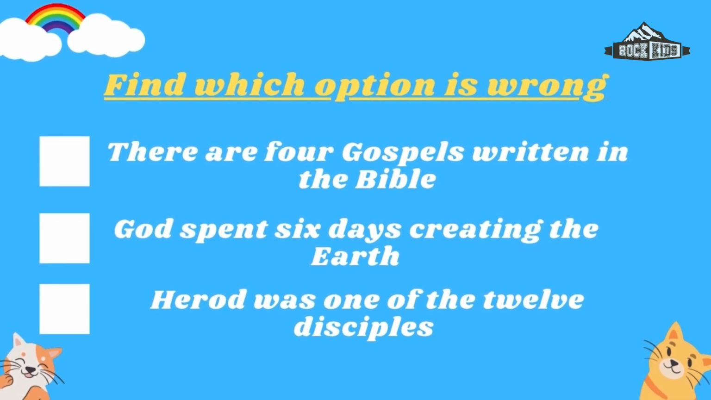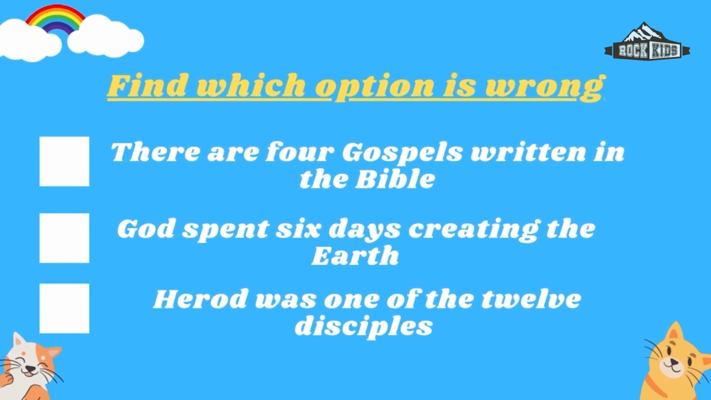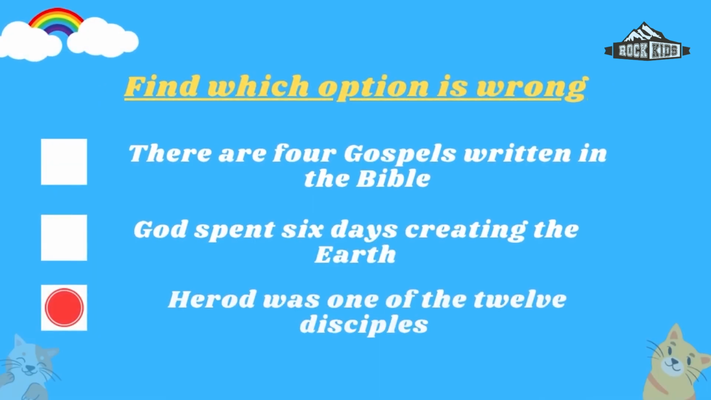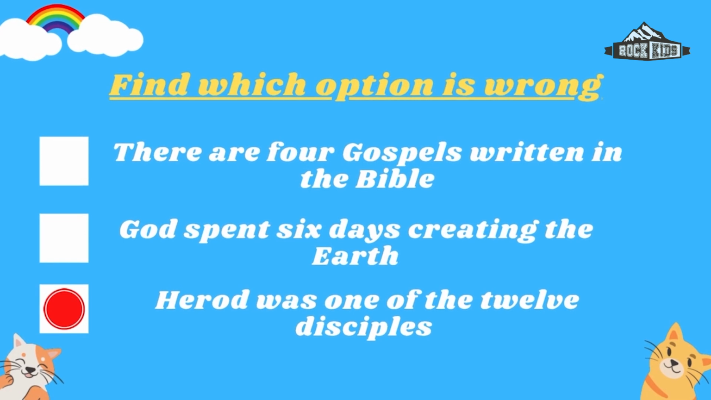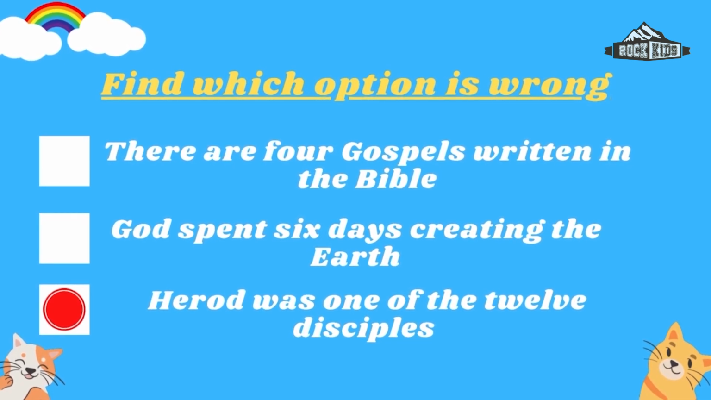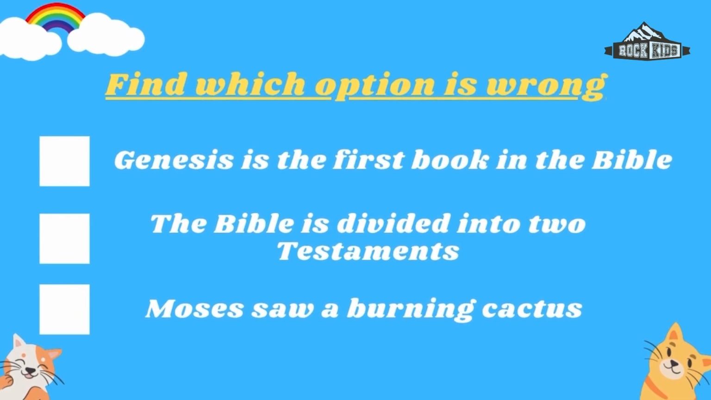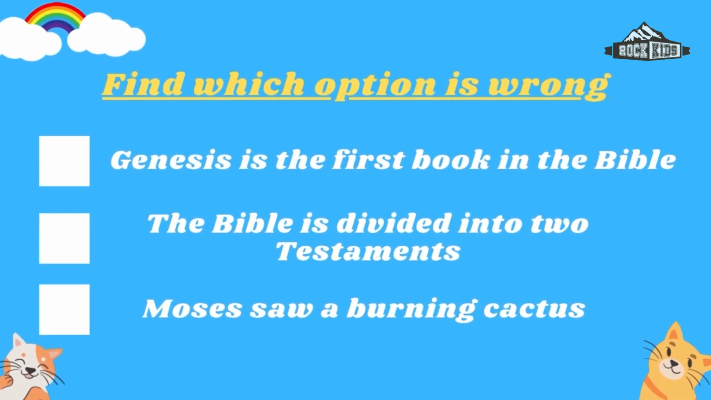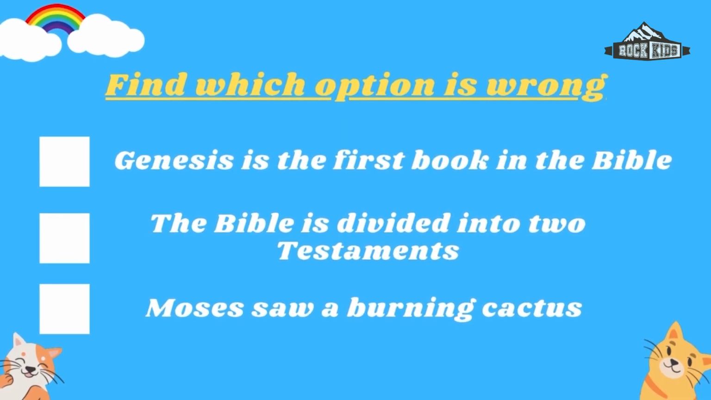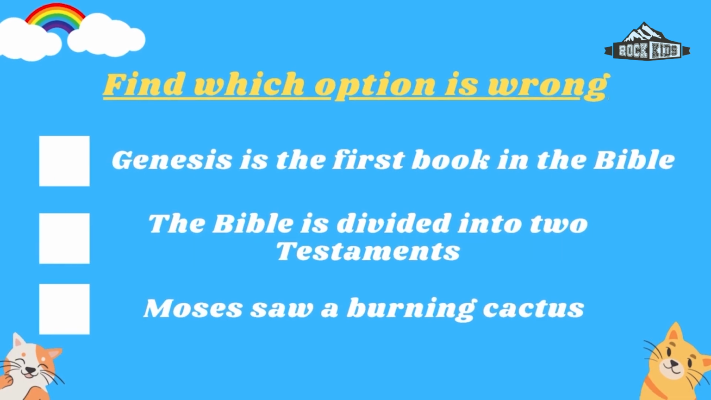Did you all find the wrong sentence? Yes, very good. Herod was not one of the 12 disciples. That's why it is the false sentence. The third set: Genesis is the first book in the Bible. The Bible is divided into two testaments. Moses saw a burning cactus.